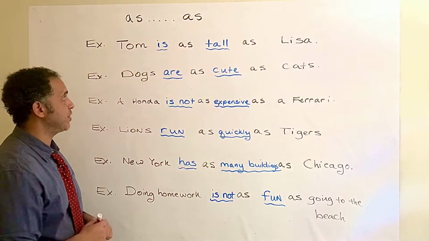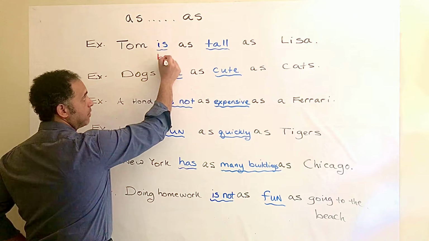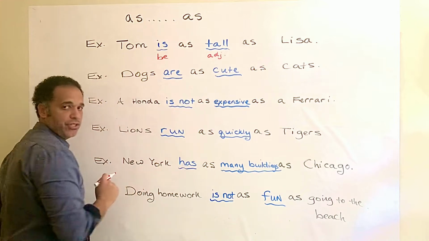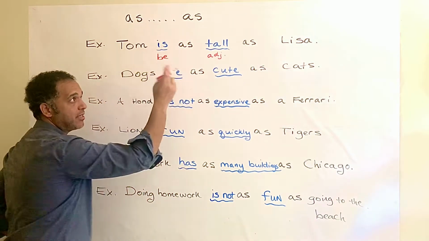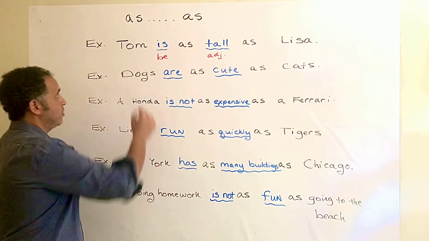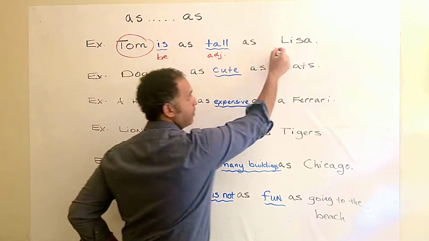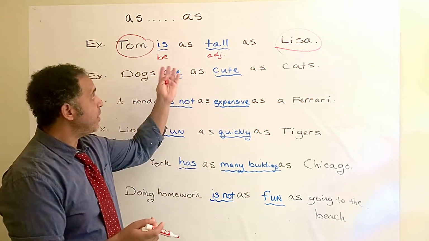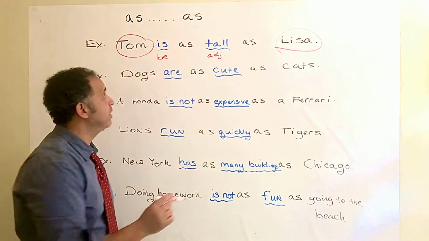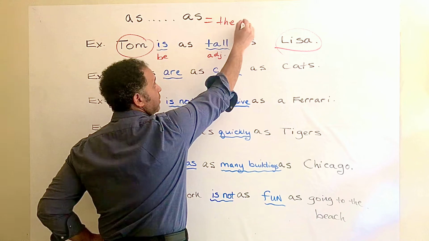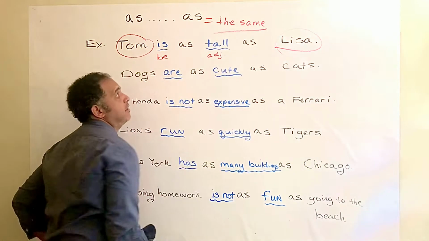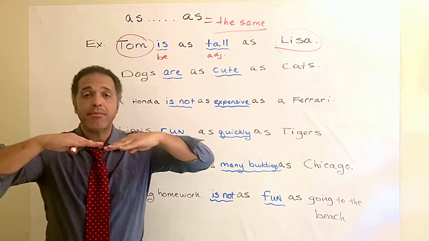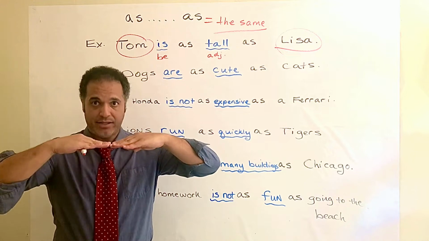So let's take a look at the first example. One thing that we need is we need to put a verb. Many times it's going to be the verb be if you are using an adjective. So, Tom is as tall as Lisa. So in this sentence, I'm comparing Tom and I'm comparing Lisa, and I'm basically comparing both of their heights. When we use this, the meaning means the same. Okay, so if I say Tom is as tall as Lisa, it means they are both the same height. Okay?